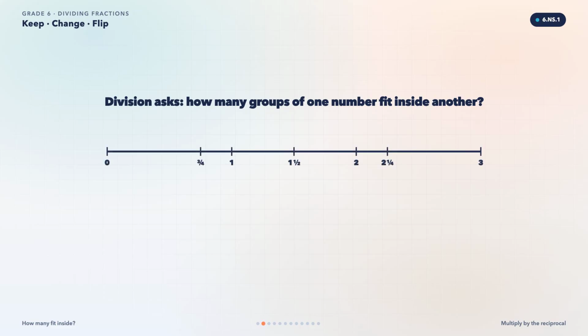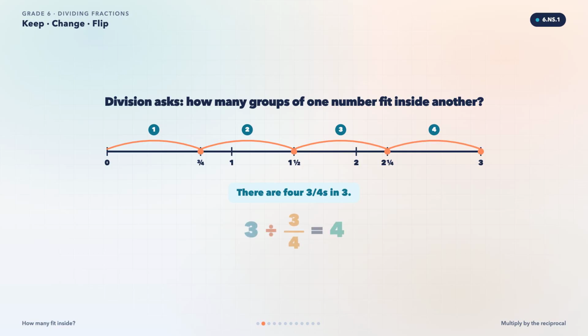Here's a number line from 0 to 3. Each jump is 3/4 long. Jump 1, jump 2, jump 3, jump 4. There are 4 3/4 in 3. That's why 3 divided by 3/4 equals 4. Keep that picture. That's what fraction division means.